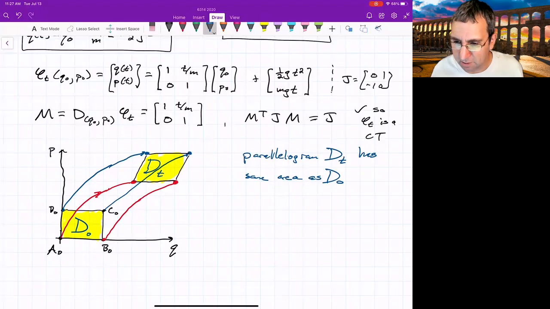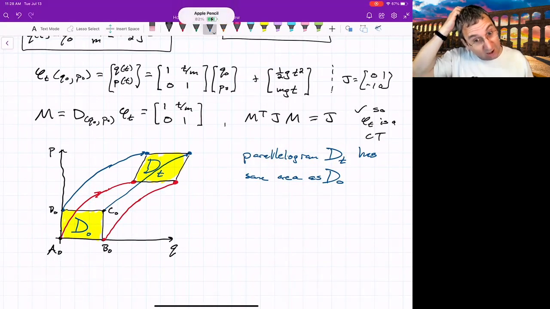I think that's it. We'll talk about the Hamilton-Jacobi equation next time, which is a systematic way of finding the best canonical transformation. It's a time-dependent change of variables that makes your new Hamiltonian equal to zero, so that every point is an equilibrium point. It's kind of a weird trick, but we'll talk about that next time. So that's it.